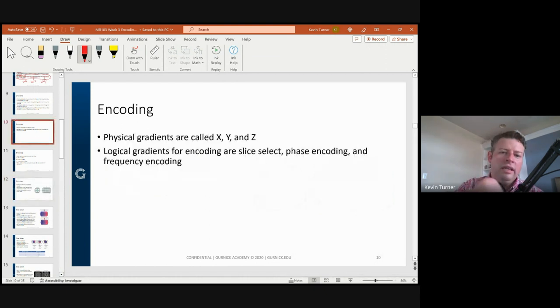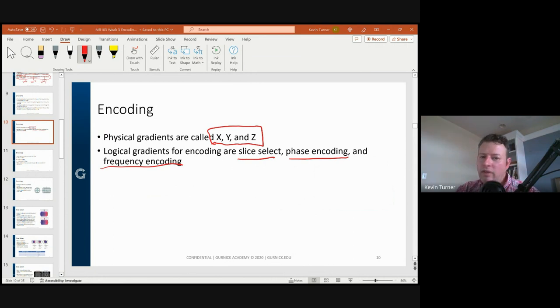So the word encoded, or almost there, sorry. The physical gradients are called X, Y, and Z. If you've done a lot of math before, it's just like when we're charting something. There's an X, there's a Y, and there's a Z plane. And there are three logical gradients: slice select, phase encoding, and frequency encoding. Why are there three physical and three logical gradients?